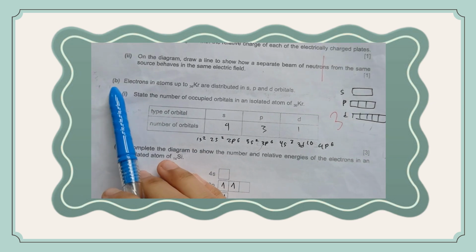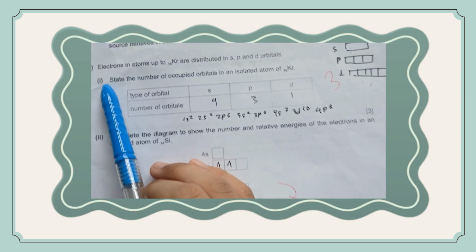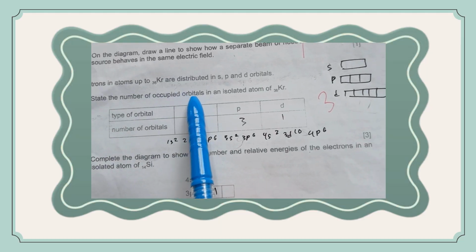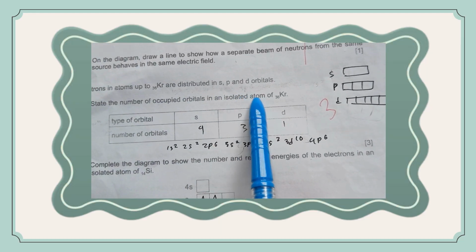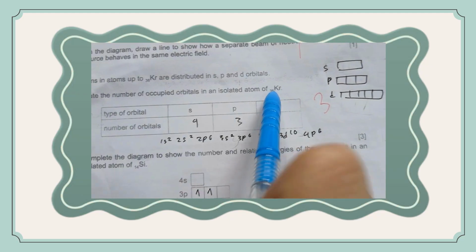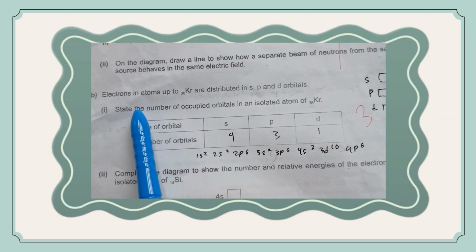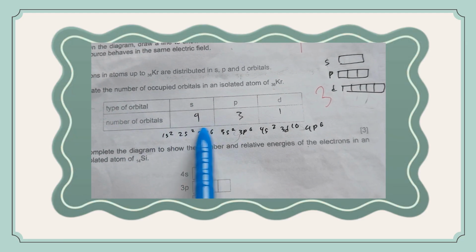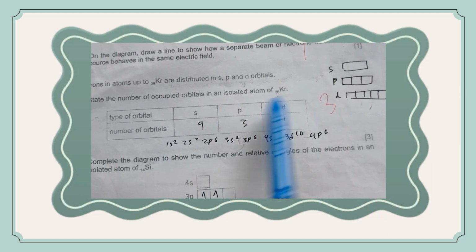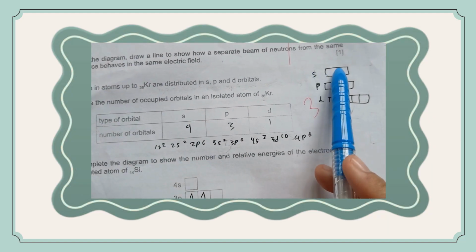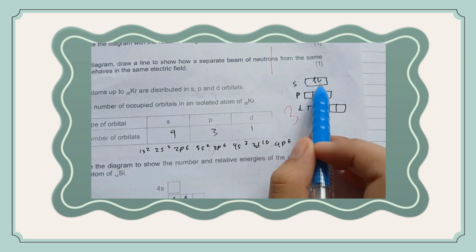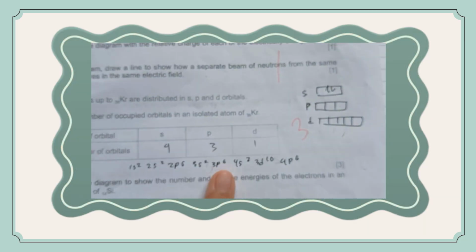And next we go to question 1B E1. State the number of occupied orbitals in an isolated atom of krypton 36. So we have the electron configuration first, and then state the type of orbital, which is S. From here we got 1, 2, 3, 4 orbitals of S. Because S only has one orbital, we times it 4 times 1, so we got 4.